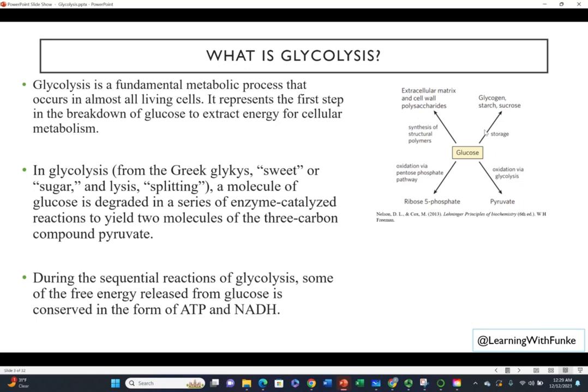And just so you know some important uses of glucose in living cells, glucose can be stored in the form of glycogen or starch. It goes through oxidation via glycolysis to produce pyruvate. It is also useful in producing R5P in the pentose phosphate pathway. It can also be used as the starting monomer for cell wall polysaccharides.